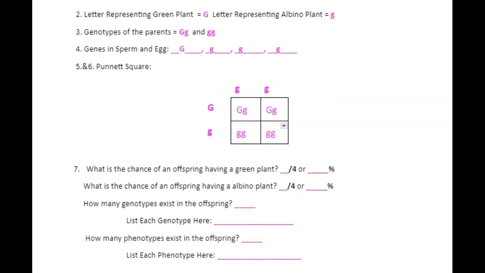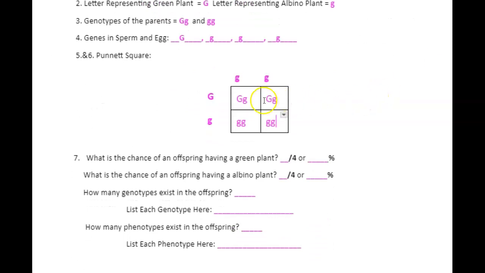so then we have, what is the chance of an offspring with green plants? So green is dominant. So notice two of these have a capital letter. So we're going to have 2 out of 4, or 50%. Albino, we have 2 here. So 2 out of 4, or 50 percent.